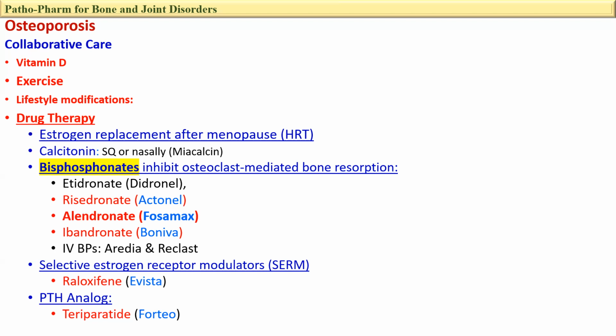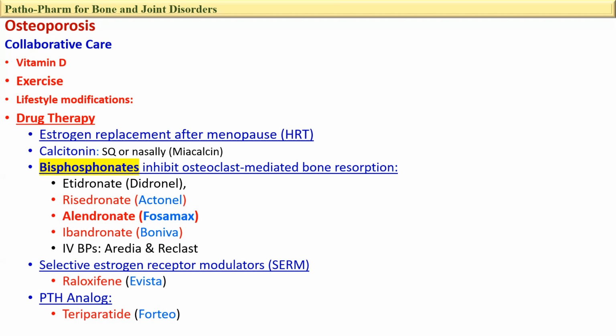Again, the three highlighted ones, Actonel, Fosamax, and Boniva, are the most commonly prescribed medications. What we have to know is that we will instruct the patient to take it with a full glass of water. So give it with lots of fluids, especially water, and the patient will take the drug 30 minutes before food or other medications.